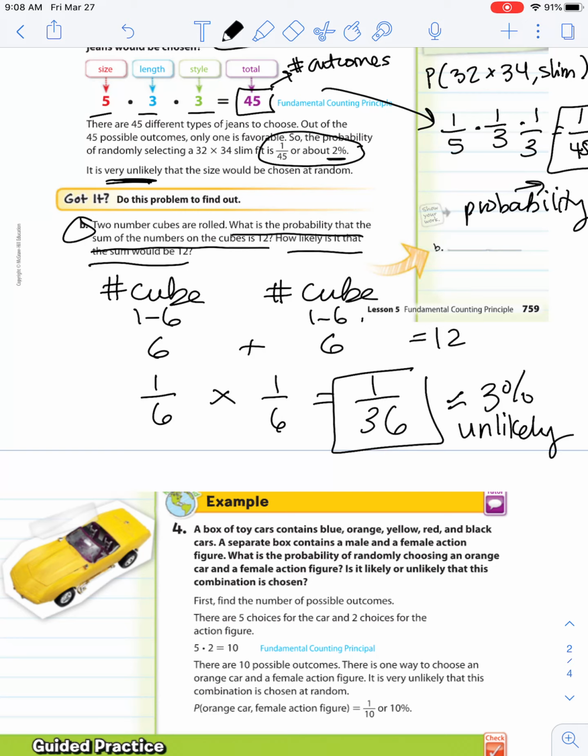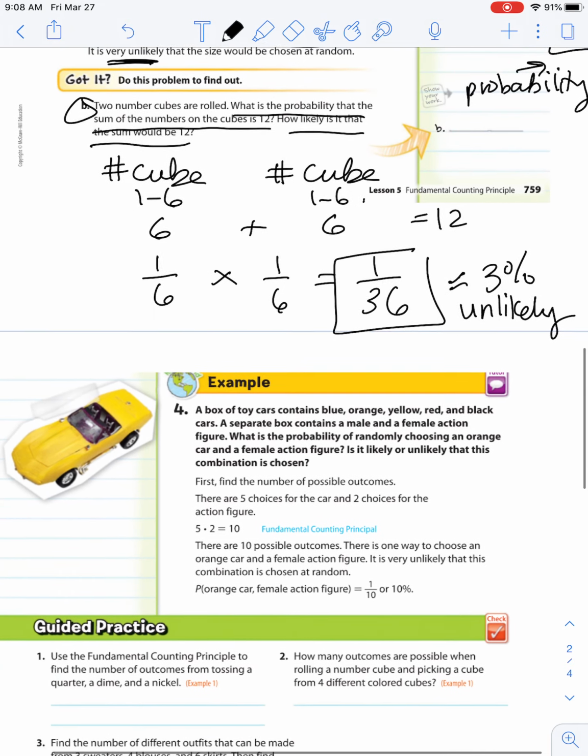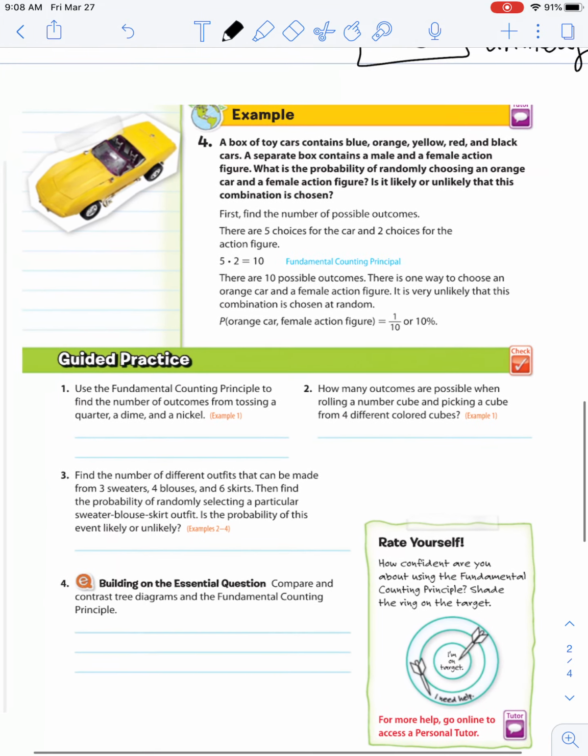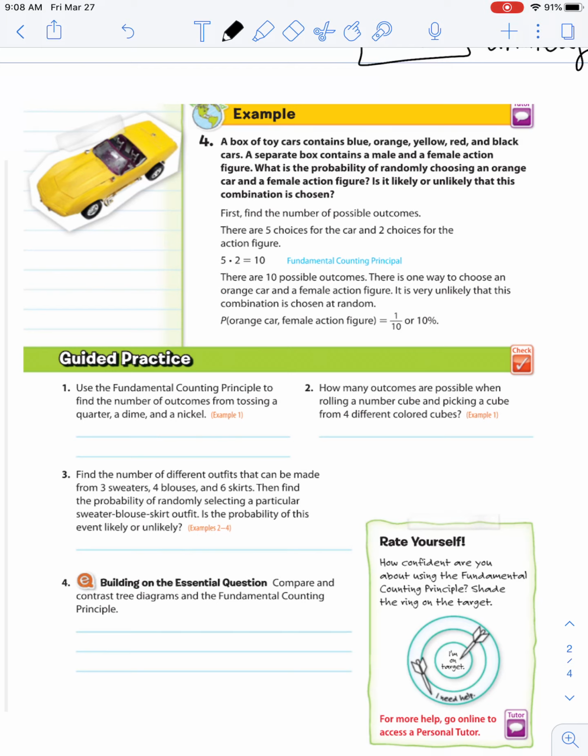Example number 4, it's looking like it's just like the other examples that were given, so I'm not gonna spend time doing that.